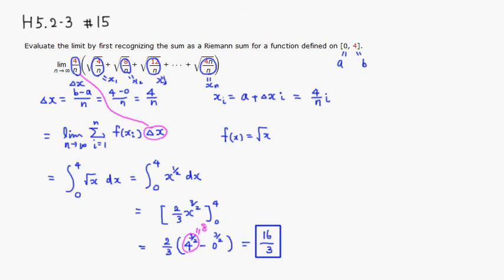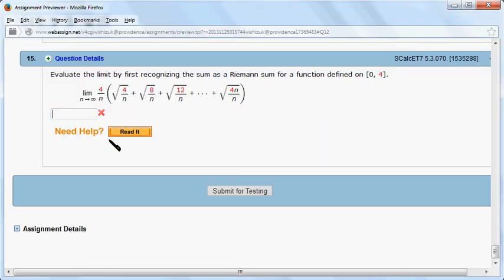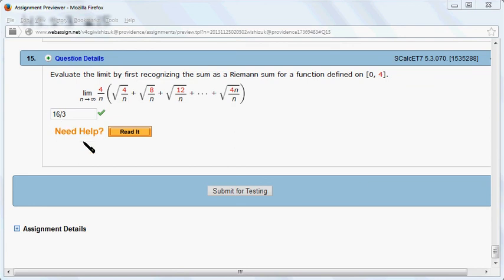All right, so let's double check. This is 16 over 3. Let's check. All right, it came back, and it looks like we got this one correctly. All right, that's it. I hope that this was clear.